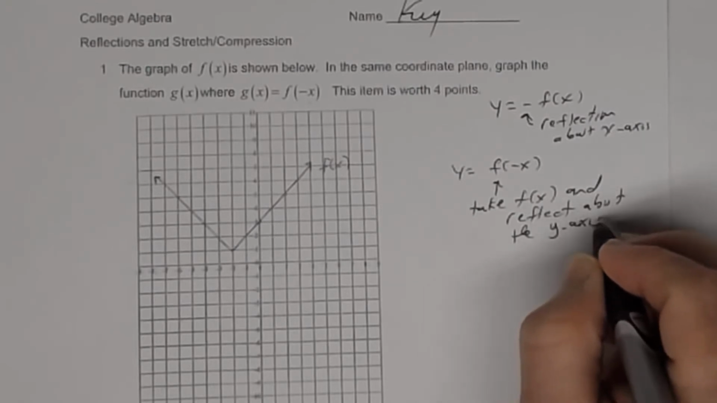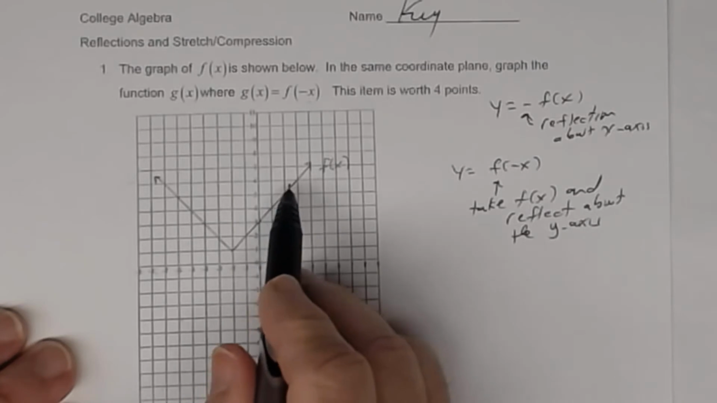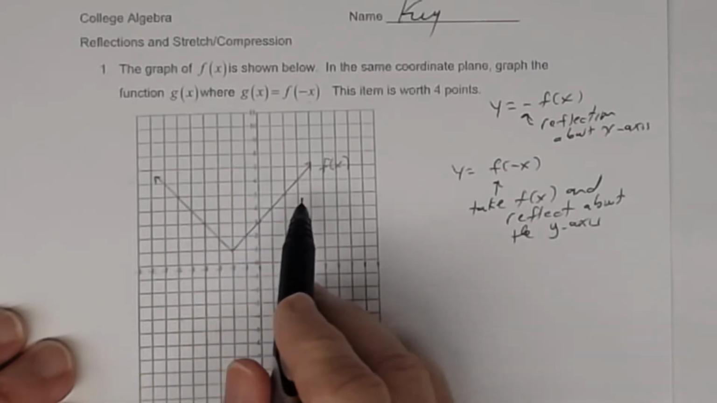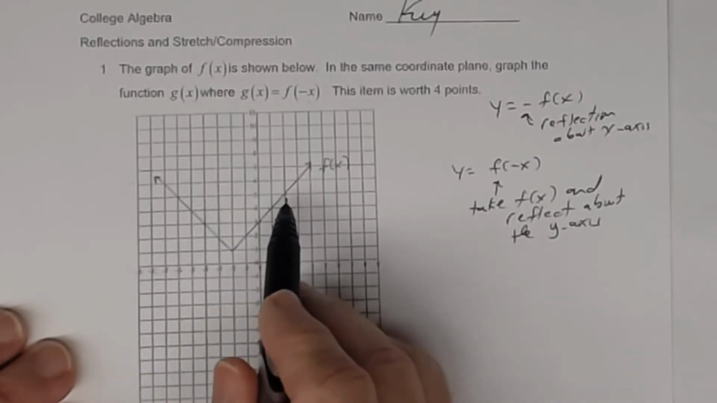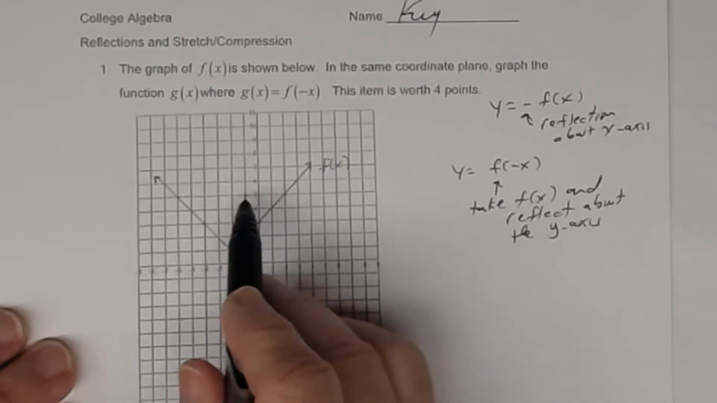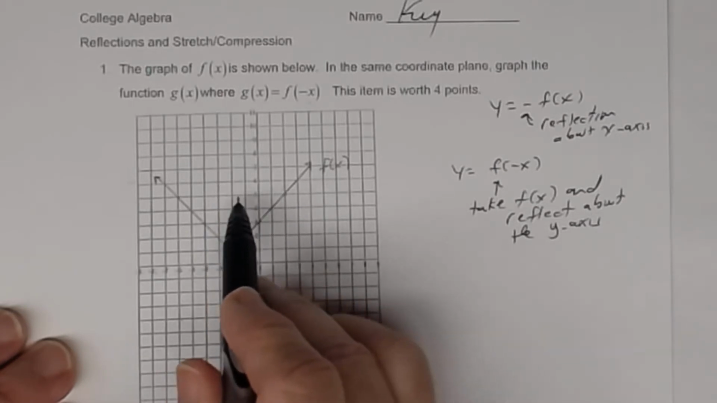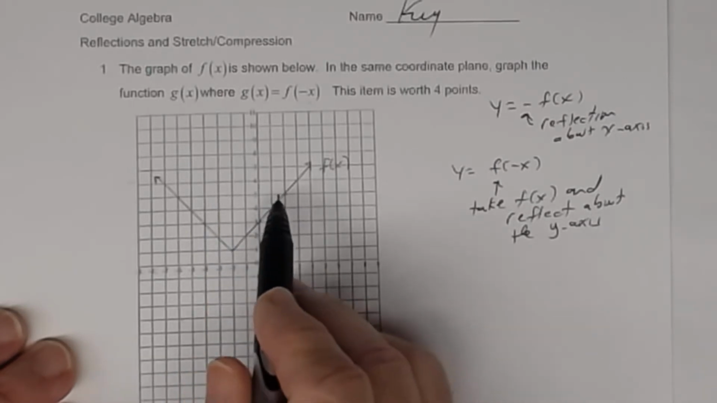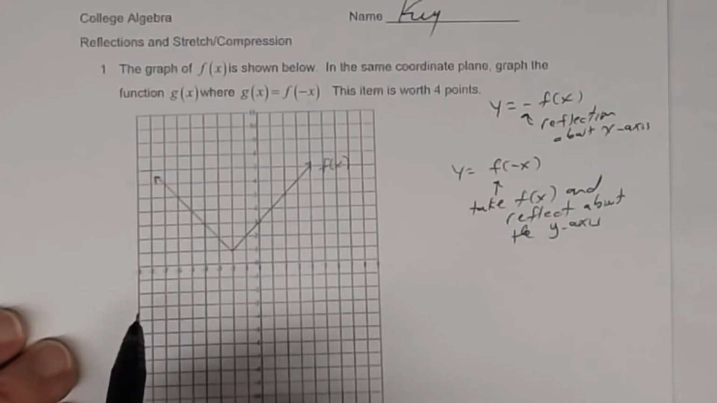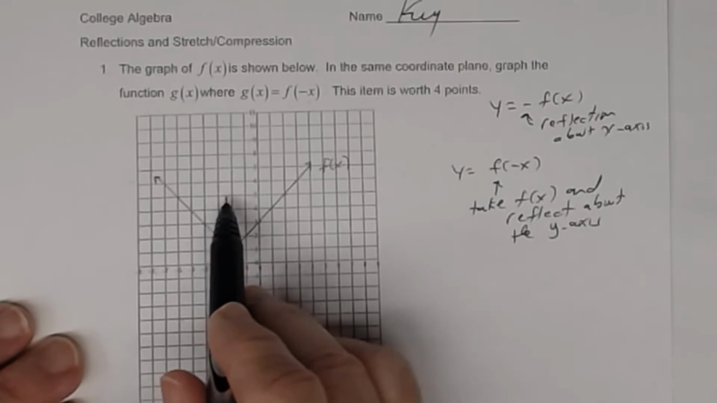Okay. So I'm going to take each of those points on this function f of x, and I'm going to reflect it about the y-axis. So remember, when you reflect about the y-axis, the y coordinate stays the same. See that? It's the x coordinate that changes. So keep that in mind.